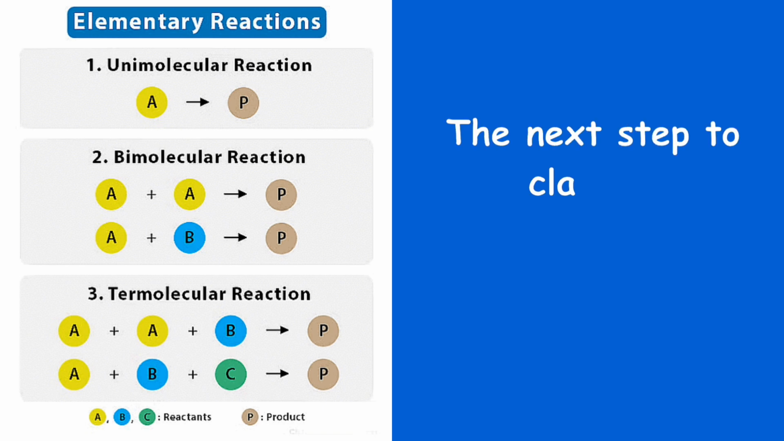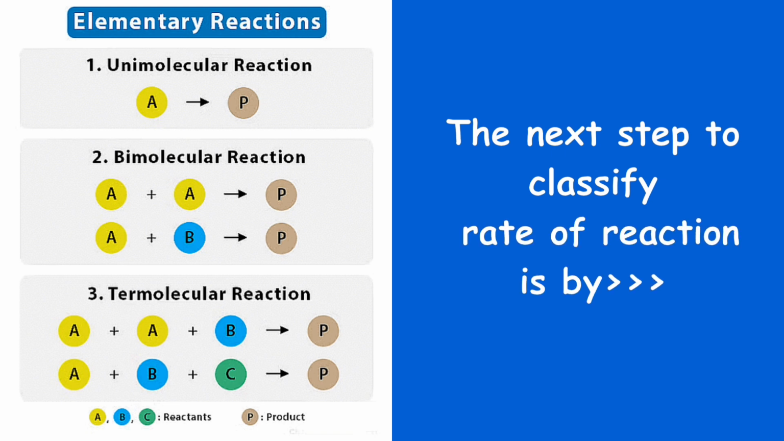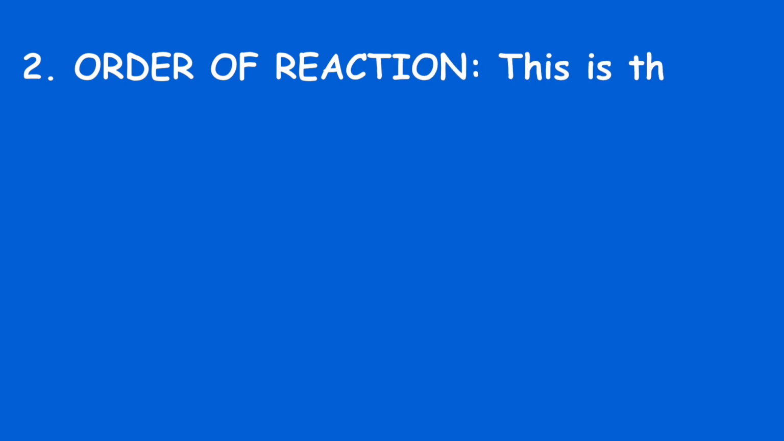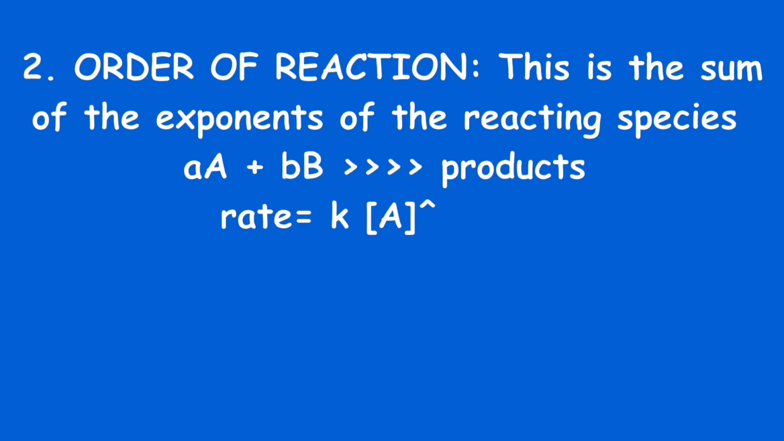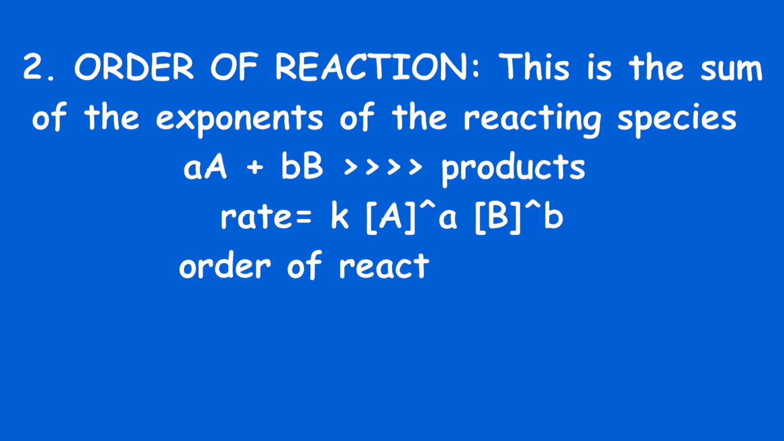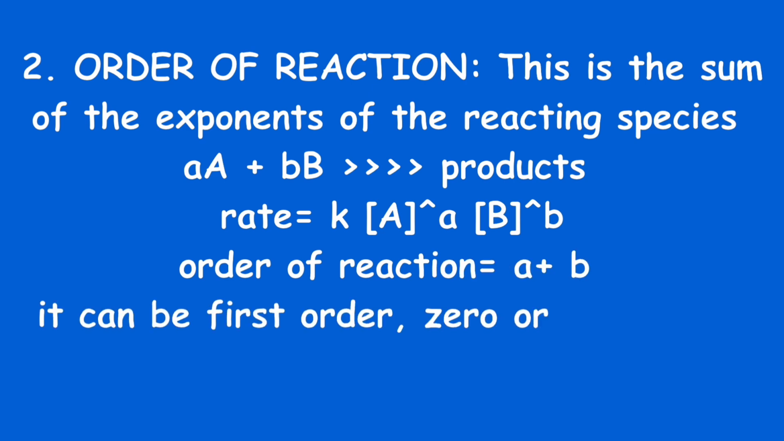The next way to classify the rate of reaction is by the order of reaction. This is the sum of the exponents of the reacting species. Take A plus B leading to formation of the product. From the law of mass action, we can write out the formula, and the order of reaction is equal to the sum of the exponents of A and B. It can actually be first order, zero order, or even second order.